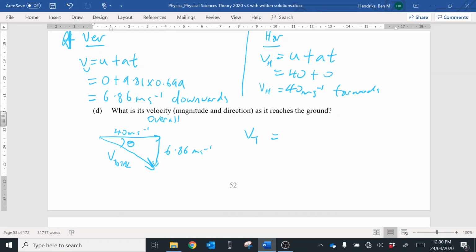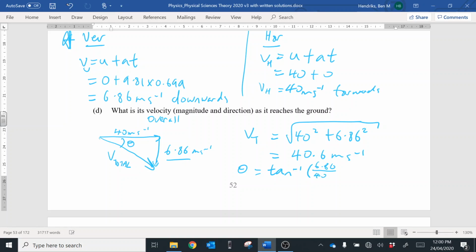So we're going to use Pythagoras' theorem to work out the magnitude. So the square root of 40 squared plus 6.86 squared is equal to 40.6 metres per second. Now we need to figure out the direction, and that's why we have our theta in there for our angle. Theta is equal to tan to the minus 1 of opposite over adjacent. The opposite here is 6.86, and our adjacent is 40. So that is equal to 9.73 degrees. And we can say that this is below horizontal.